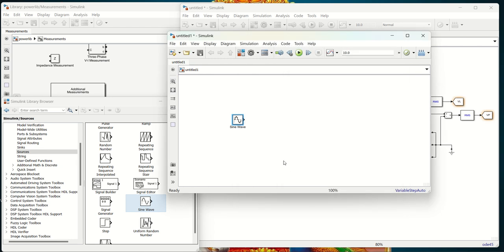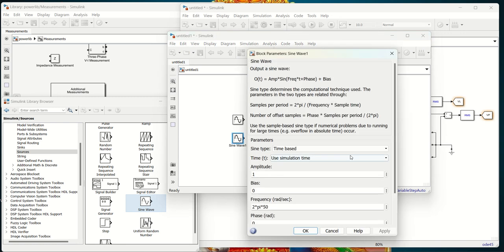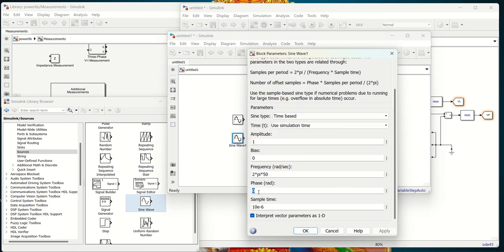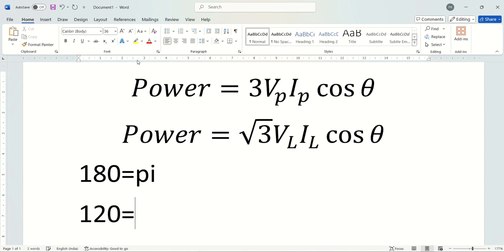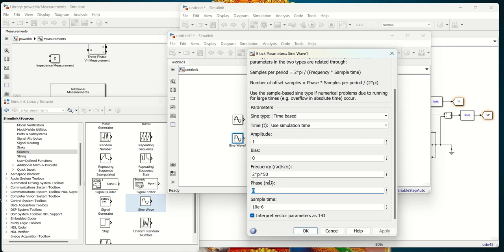Take another one. This is B phase. B phase is in radians, so a 120-degree phase shift is there. We can observe that 180 is equal to pi, right? Then 120 is equal to how much? 120 divided by 180 into pi, with a minus sign. Apply.